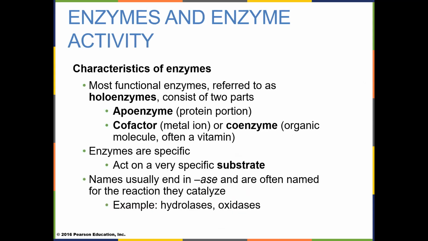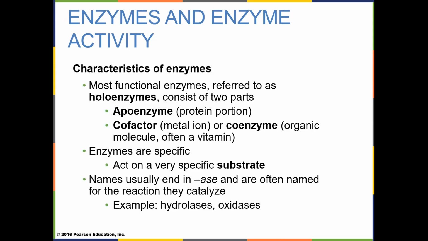So now if you're an enzyme, you have a protein portion and a cofactor. The cofactor is often a vitamin. We often call it a coenzyme. It could be a metal ion like copper, nickel or magnesium, but frequently it's a coenzyme, which is a vitamin.